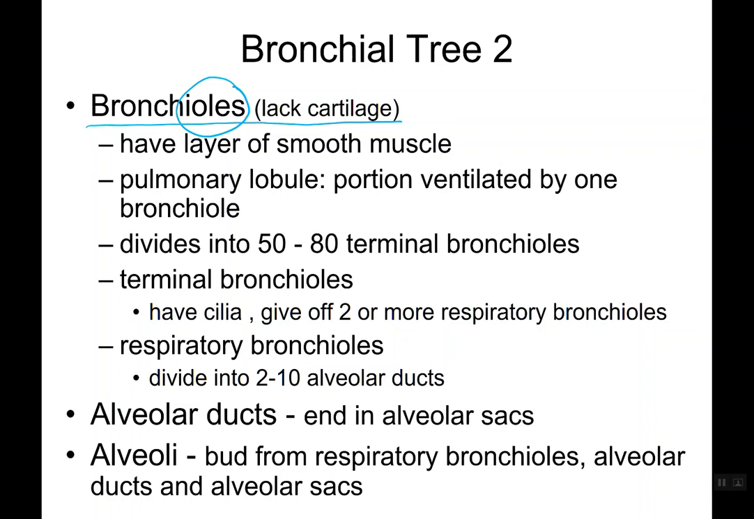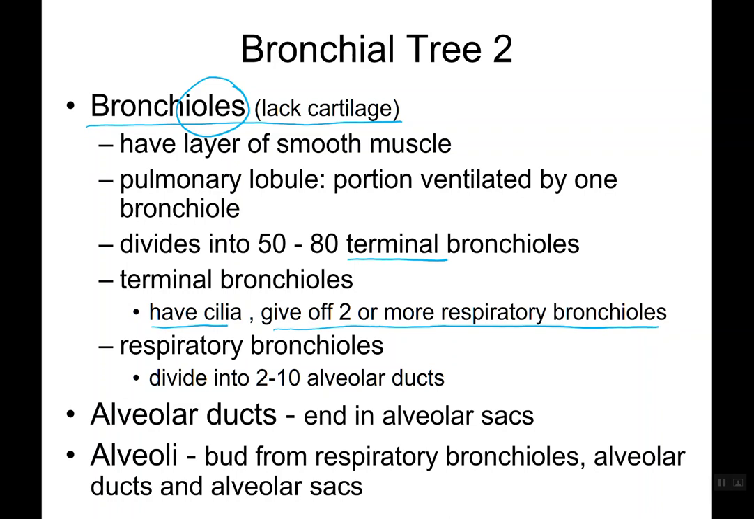A pulmonary lobule is the portion of the lung ventilated by one bronchiole. And each of those divides into between 50 and 80 terminal bronchioles. The word terminal here means end. So this is the end of the conducting division. The terminal bronchioles have cilia, but they give off 2 or more respiratory bronchioles.